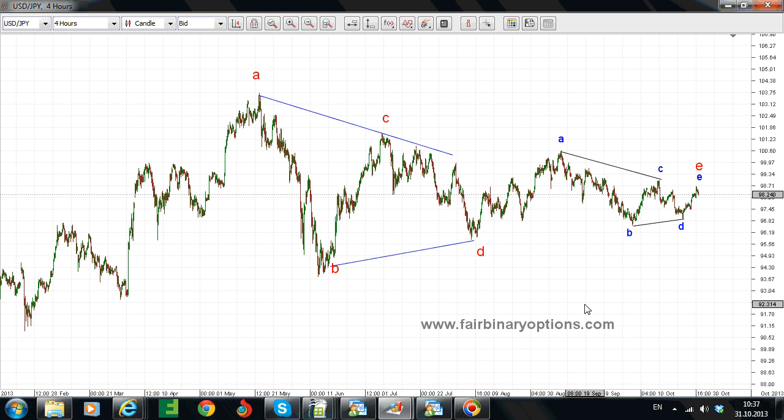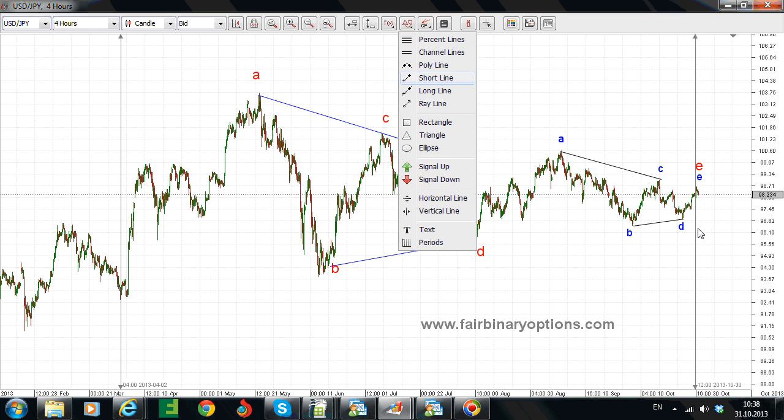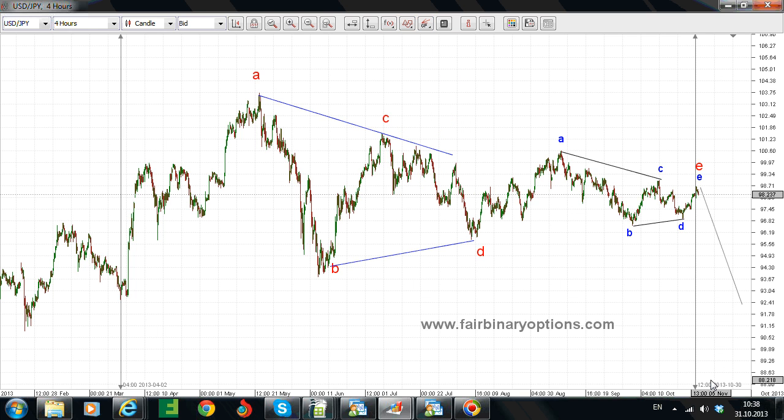You might also ask, okay, if this is a contracting triangle that starts here and ends here, and is going to break to the downside, what would be the whole pattern? Well, the whole pattern is only a B wave out of a flat, and it implies of a bigger degree this is going to be a third wave here, then a fourth wave here, and now to look for a fifth wave to the downside, and this fifth wave to the downside should go like this.